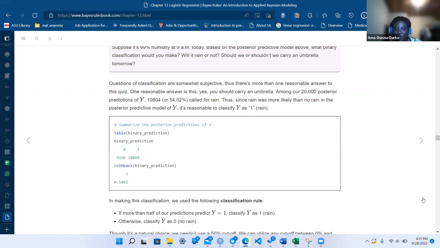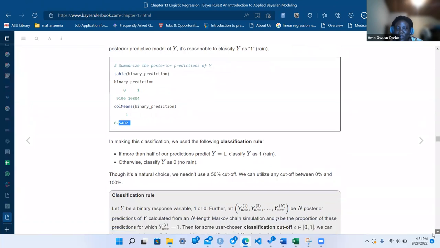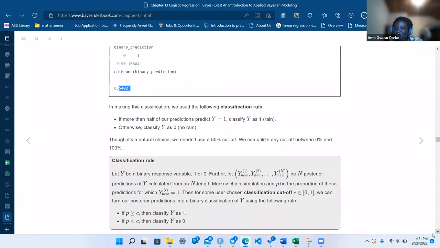10,800 of them call for rain. And here's a call mean. So I guess it's going through quite step by step and it's making sense so far.